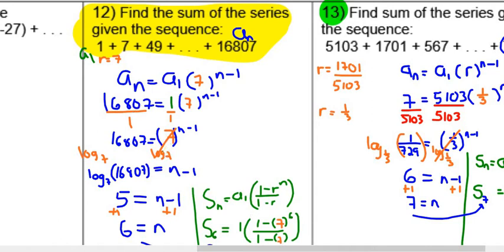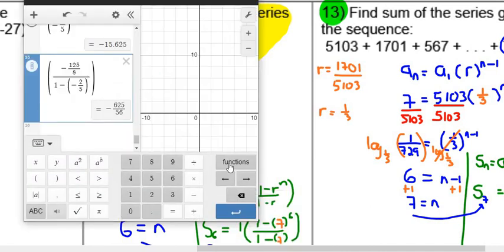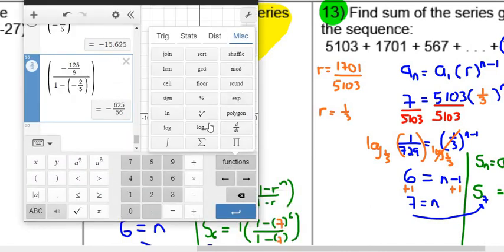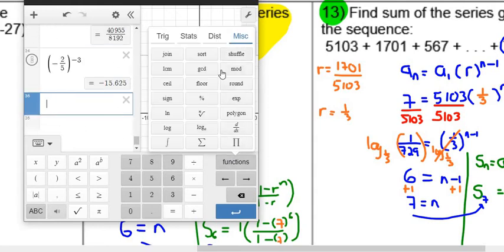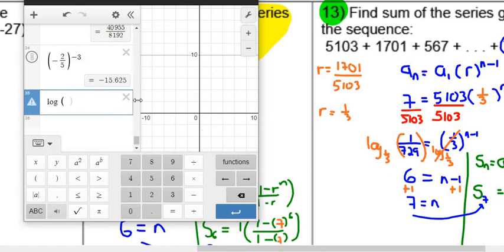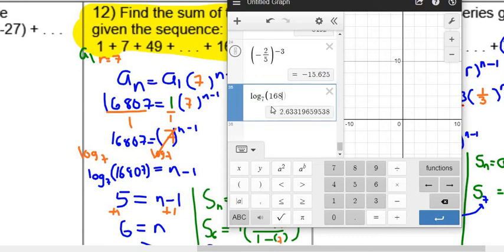Now, I did have a kid say, again, like, I don't see log base 7. You're not going to see it in the scientific calculator. You have to go into the graphing, and it's right here. So functions, miscellaneous, log base 7, and then you type in that large number, 16,807. So after you do that, you see that you get 5, and you add 1, and you get 6, then you can use the formula.